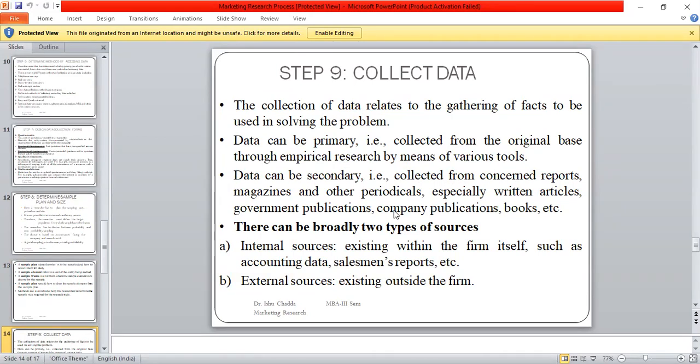There can be broadly two types of sources, internal sources and external sources. When you see the information from the firm itself, you are using the internal source. When you are seeing the sources from outside of the firm, then you are going for the external sources.